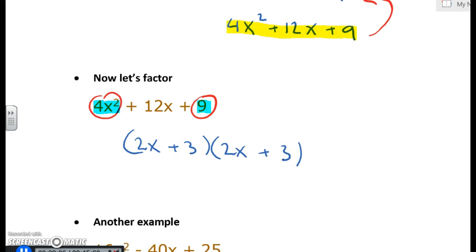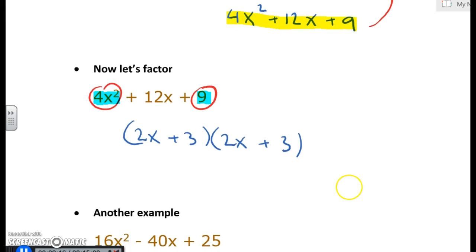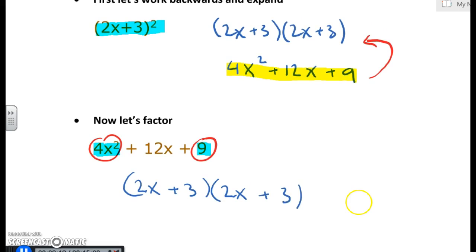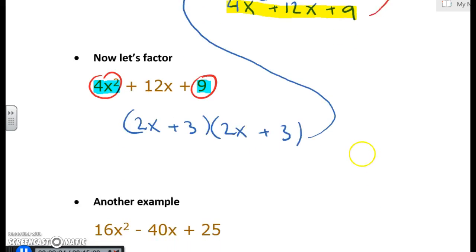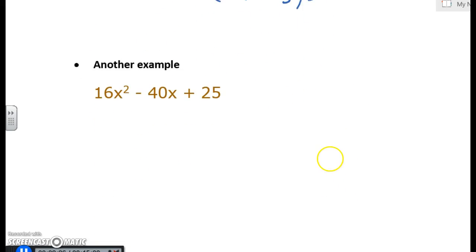So again, you always want to double check, because this might not always work out. Most of the time it will work out if your first and last term are perfect squares, but do check, and I can just look up here to see that that is indeed what we started with. Let's do another example to get the hang of this.